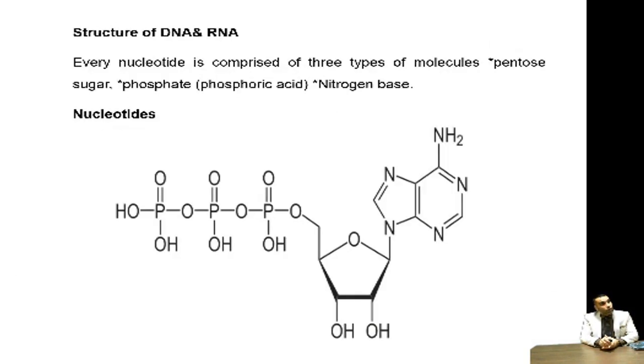The chemical structure of the DNA and RNA, you can see here the phosphate group, and here the deoxyribose sugar and nitrogen base. This is the structure of the nucleic acid.